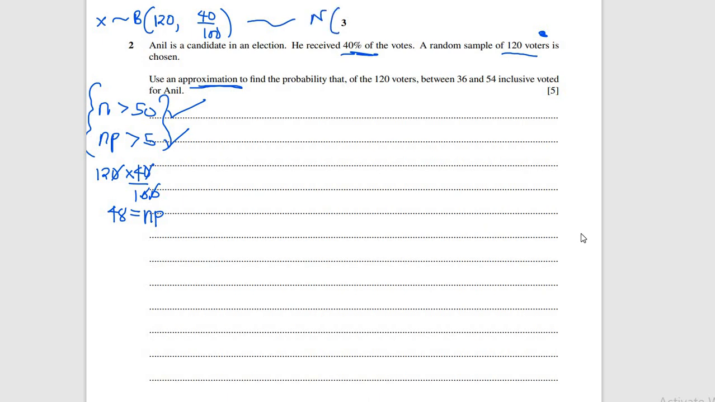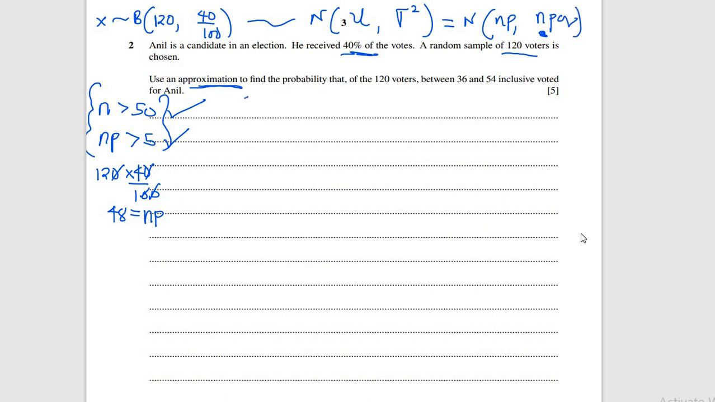And what are the parameters for normal? We must have our mean and our variance. Our mean is np. Our variance is npq.